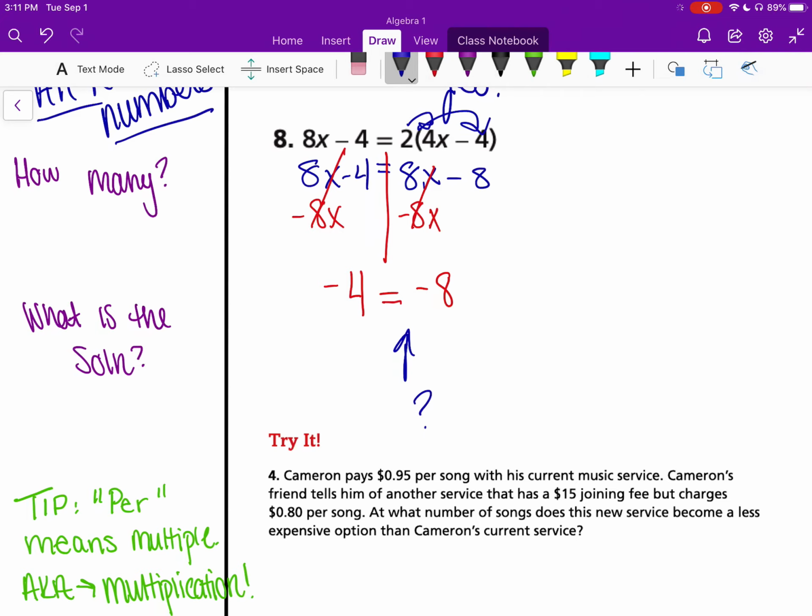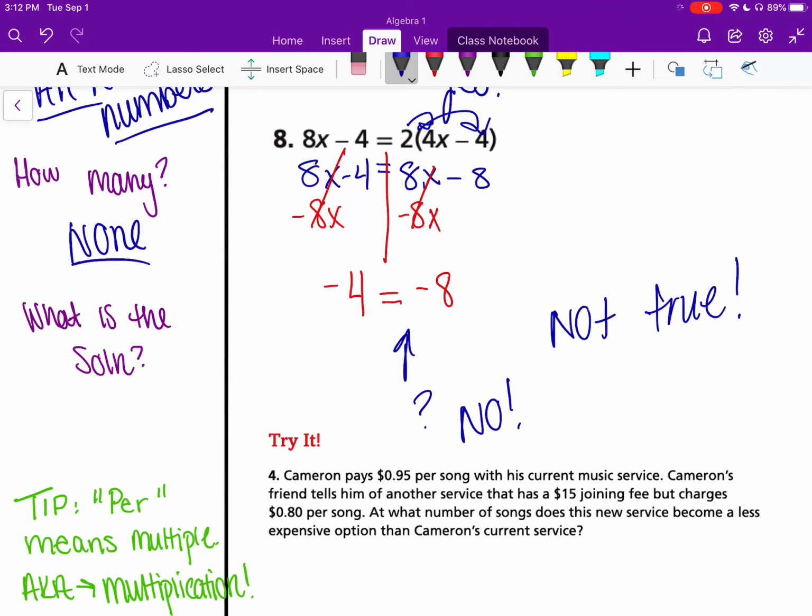Is negative 4 equal exactly the same as negative 8? No, that is not true. That's not a true statement. So that means nothing is a solution. How many solutions do we have? None. What is the solution? No solution. There is not one. If you end up with a statement that is false, negative 4 does not equal negative 8, then you have no solution.